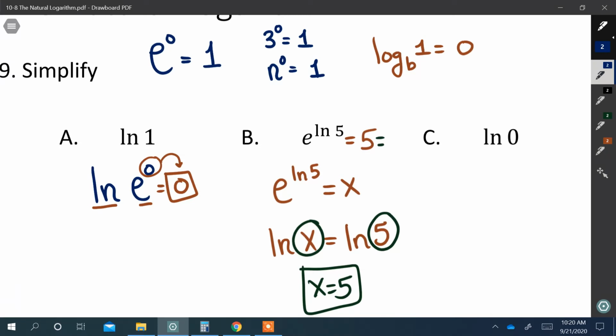How about the natural log of 0? How could I get 0 in here?